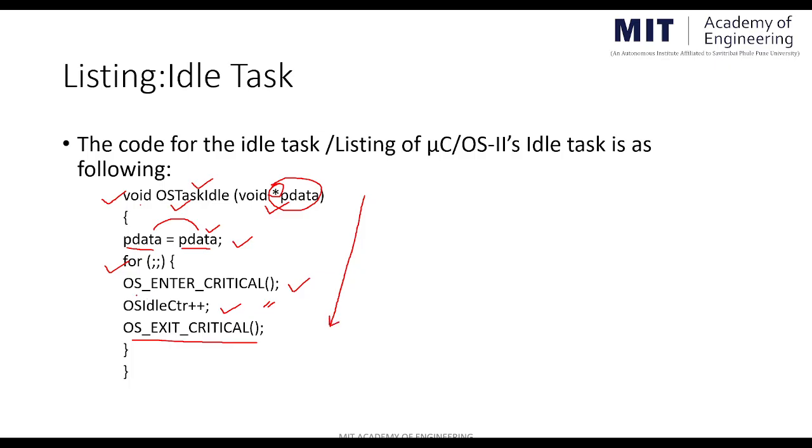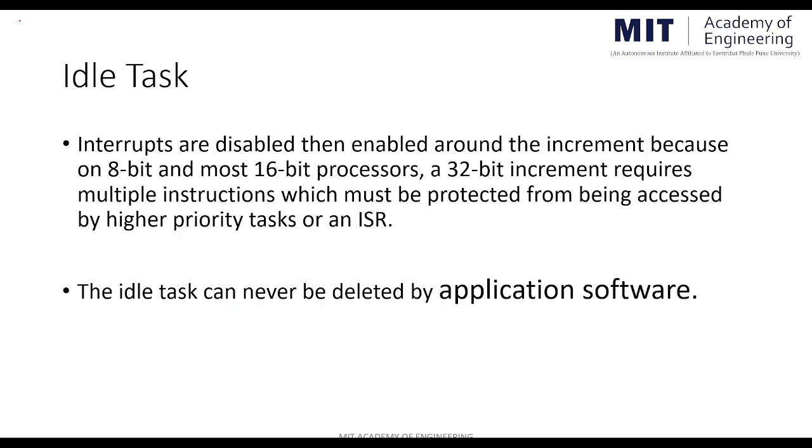The purpose here, we can understand, is that the purpose of the OS task is just to increment the counter to calculate the CPU clock pulses. Okay? So this is the listing of the idle task. Now we can comment on the idle task.